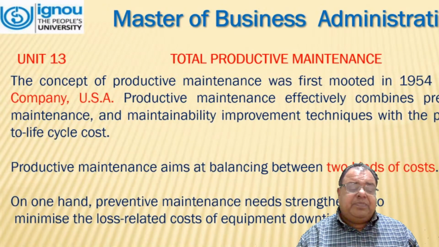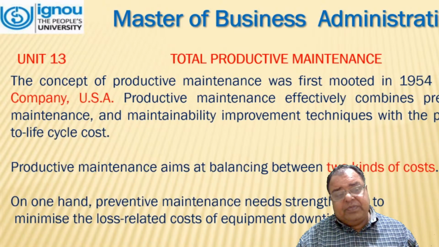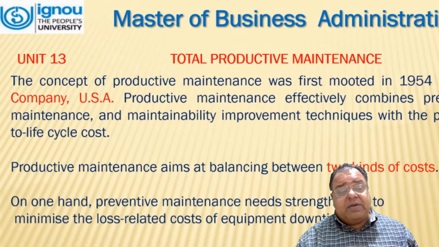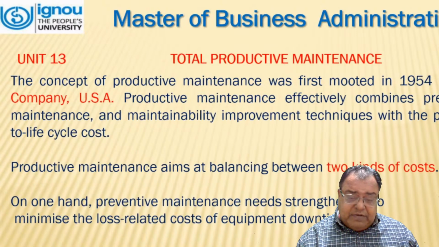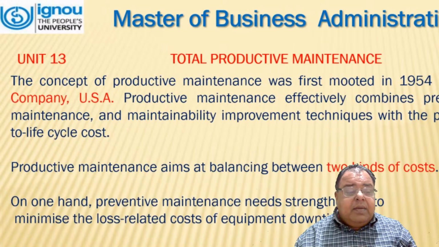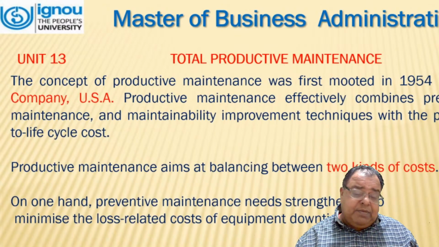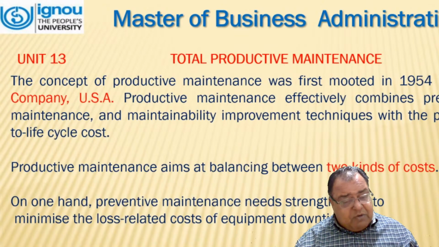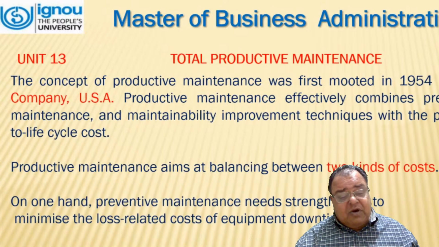Now we move to the next unit, that is total productive maintenance. The concept of productive maintenance was first noted in 1954 by General Electric Company, USA. Productive maintenance effectively combines preventive and predictive maintenance and maintainability improvement techniques with the principle of design to life cycle cost. Productive maintenance aims at balancing between two kinds of cost. On one hand, preventive maintenance needs strengthening to minimize the loss related to costs of equipment downtime. And secondly, too much cost cannot be incurred on preventive maintenance.